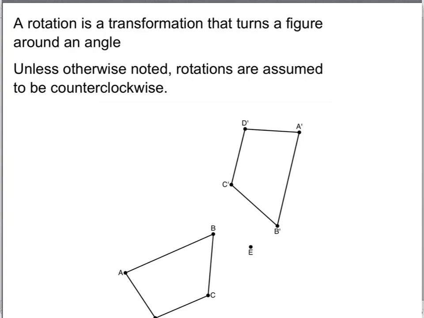Unless otherwise noted, rotations are assumed to be counterclockwise. That's important to understand. When somebody asks you to rotate something, they assume that it's counterclockwise. Counterclockwise is also written like this, whereas clockwise is written like this. And counterclockwise is if you're looking at a clock.